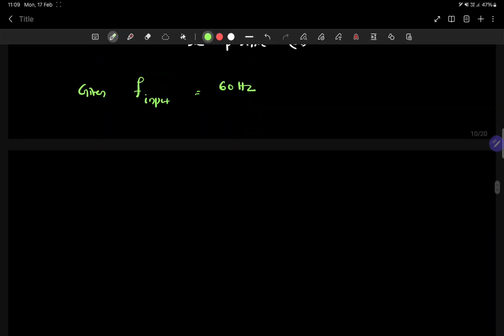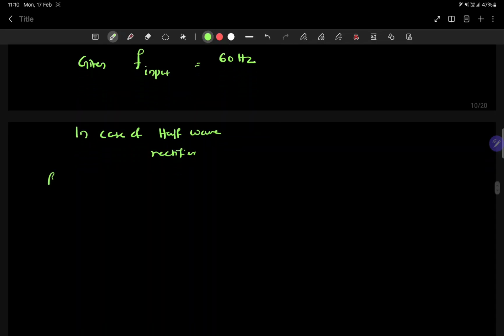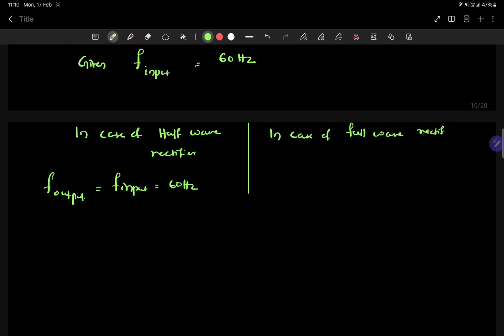And always you remember, in case of a half wave rectifier, frequency output is equal to frequency input, that is equal to 60 Hz. And in case of a full wave rectifier, frequency output is equal to 2 times the frequency input, that is 2 into 60, that is 120 Hz.